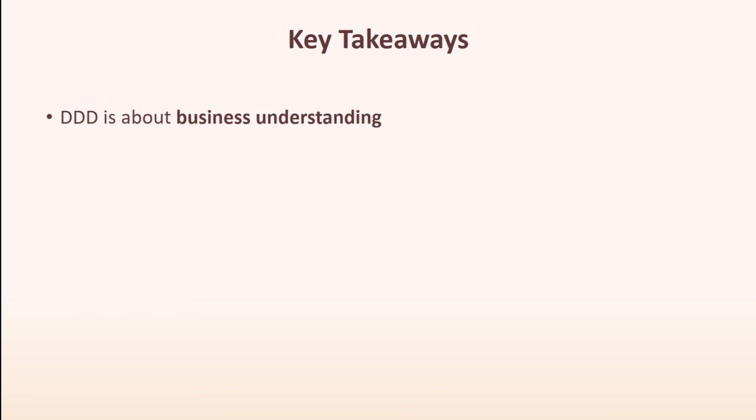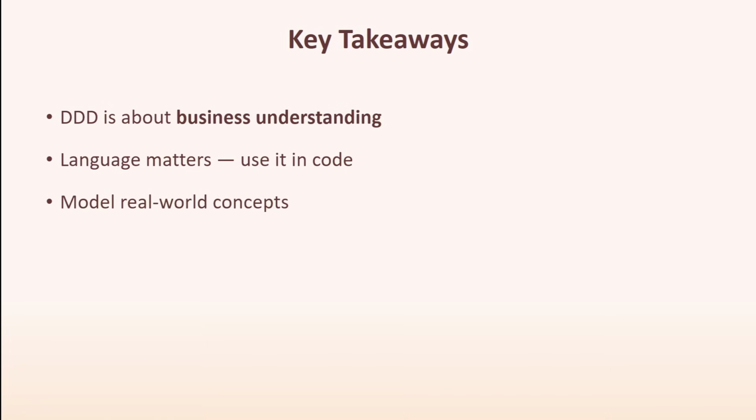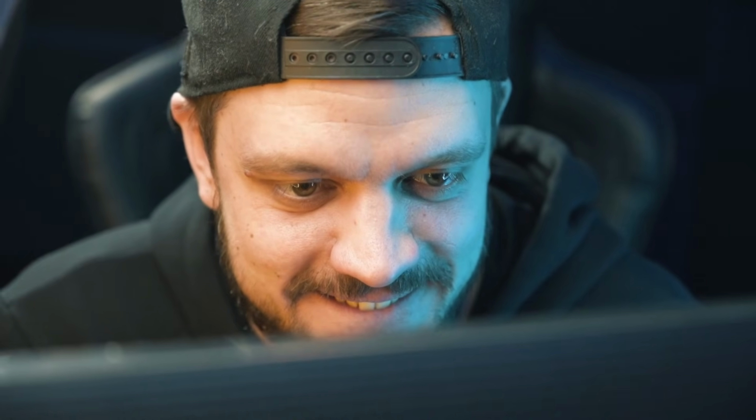The key takeaway from domain-driven design is that it is really about understanding the business first. The language we use matters, and we should use the same terms in our code that the business uses in real life. We should model the software around real-world concepts instead of technical details. And most importantly, we need to make sure that the business rules are protected inside the domain. When we do this, our systems become easier to understand and maintain.